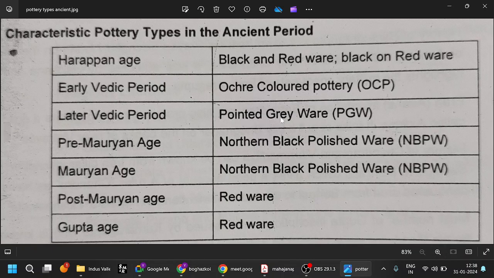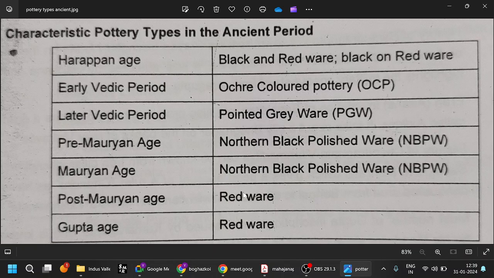You can see the screen, right? So in the Harappan age, the pottery is black and red ware. In the early Vedic period, it was ochre colored pottery. So we've seen yesterday. Later Vedic, it was painted grey ware. In the Mauryan and pre-Mauryan period, it was northern black polished ware. Very important. NBPW. And post-Mauryan and during the Kushans, Guptas, etc., it was red ware.